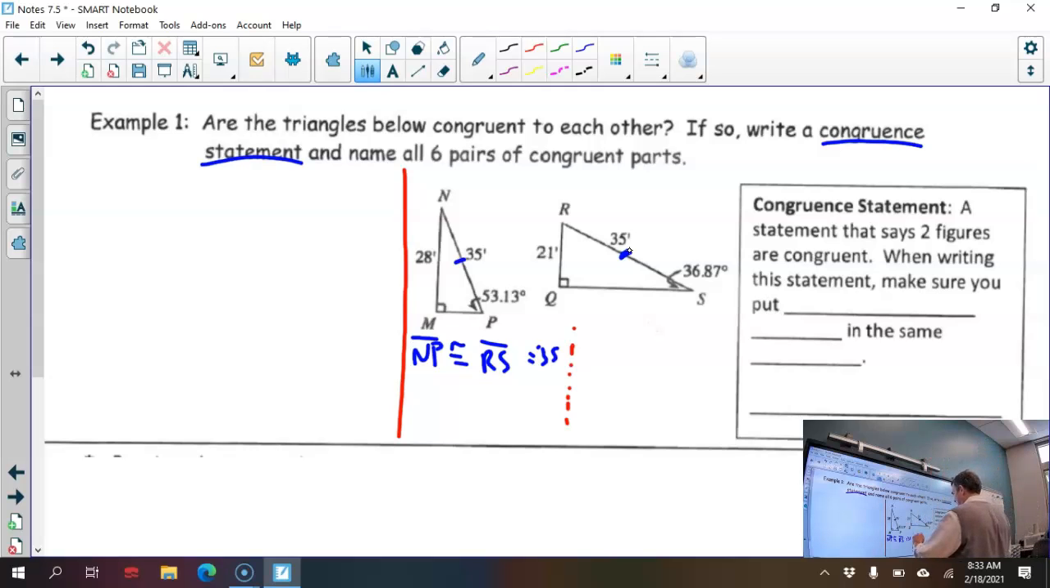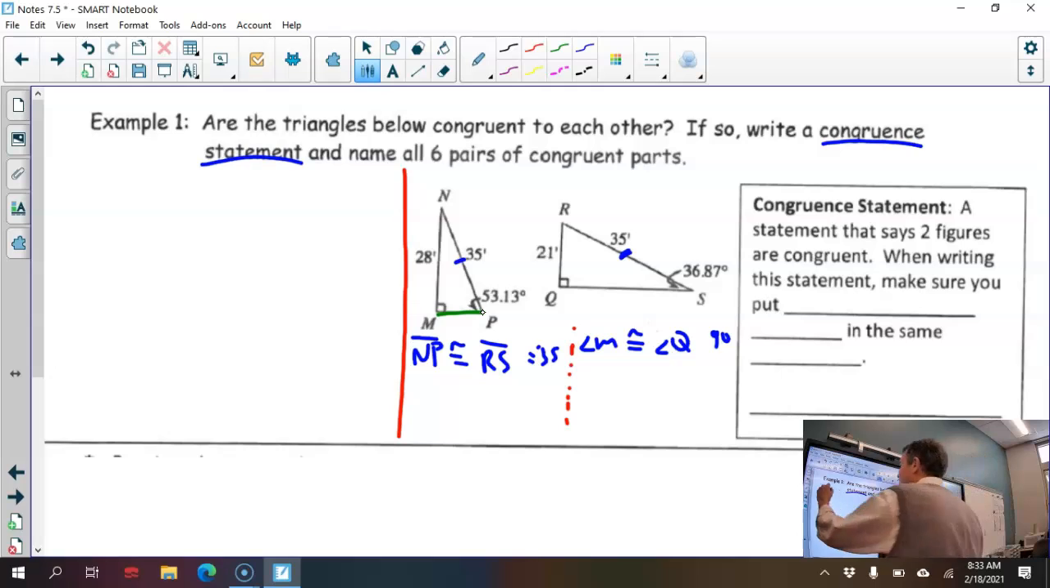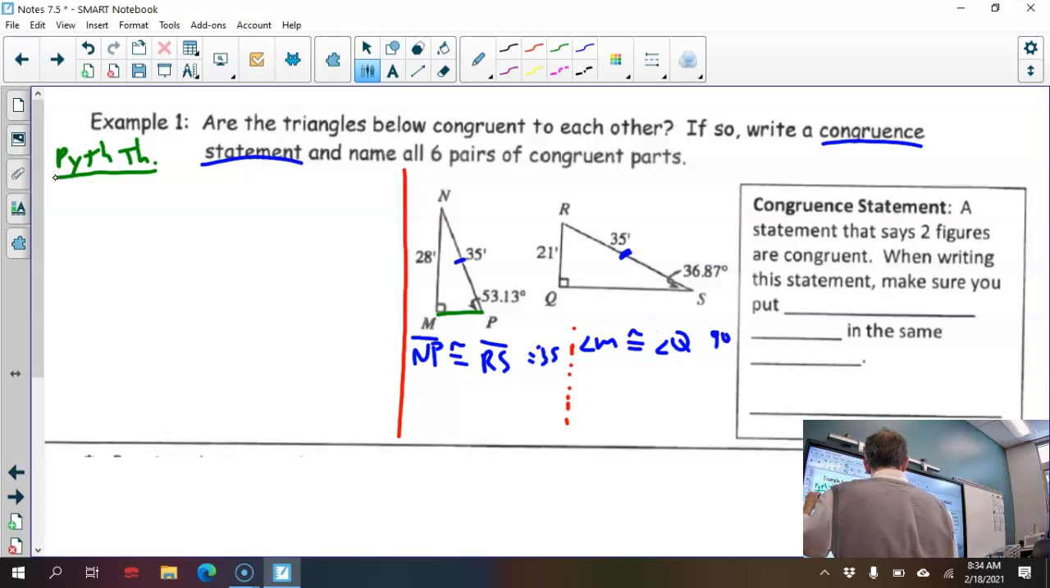I also know that angle M is congruent to angle Q because they are both marked to be 90 degrees, right? So they already have a mark in them. I'm not going to make a mark. But those are the 2 parts I know so far. I have 2 parts equal to 2 parts. How am I going to get all 6 parts equal to all 6 parts? Well, the first thing I'm going to try here is I'm going to find the missing side. I do not know this side length for MP, but because this is a right triangle, I can find it, right? I can use the Pythagorean theorem and find MP.